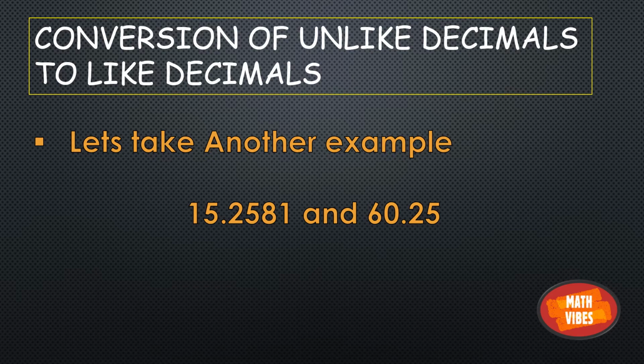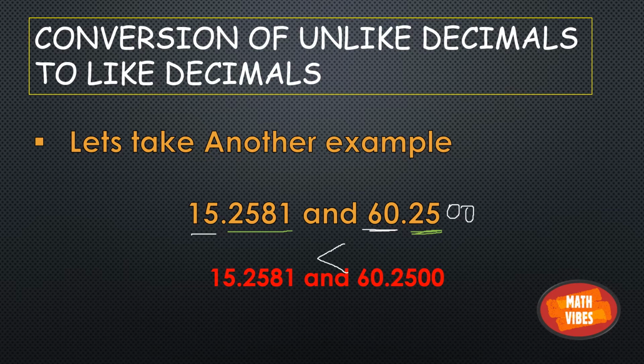Here you have four digits in the decimal part and here you have only two. So in order to make it equal, we will add two zeros to it. Now which part is bigger? It became 15.2581 and this became 60.2500. So the whole part of 60 is greater than 15. So obviously which number will be greater? 60.2500 is greater than 15.2581. Right? So this is our answer.